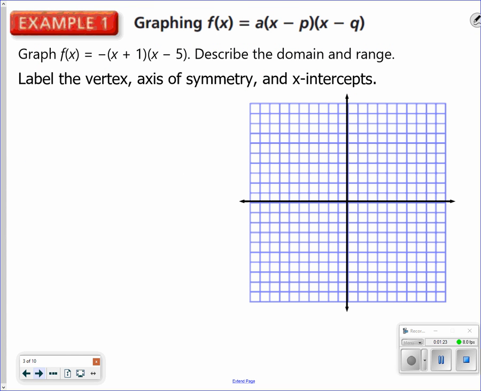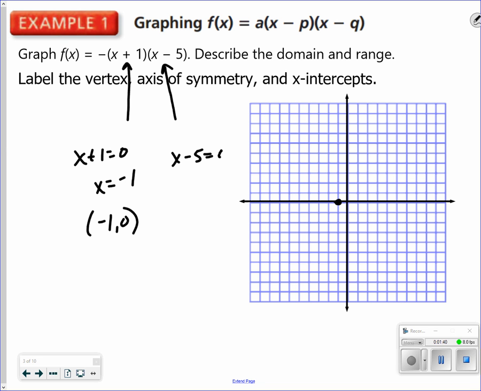Describe the domain, the range, label the vertex, the axis of symmetry, and the x-intercepts. So x plus 1. Find out where that equals 0, and that is one of the x-intercepts. Find out the solution. Whoops, that's a positive 5, 0. So those give me 2 points.